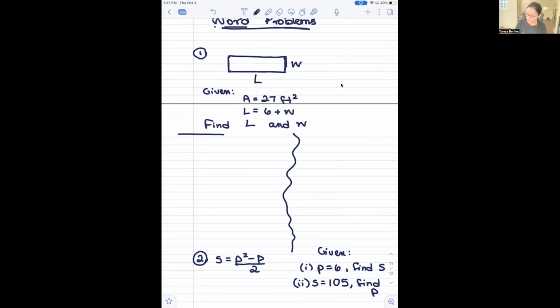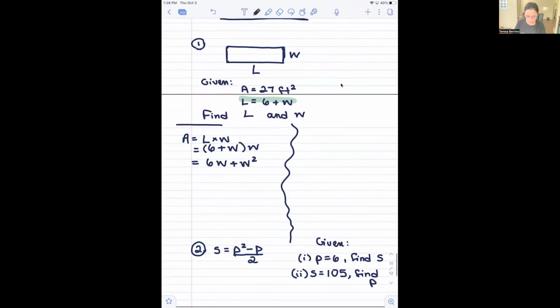So I wrote down what was given and what we need to find. The area, as we may remember, is L times W, and that's one of our equations. And we know that L is 6 plus W from what's given. So this equation can turn into (6 plus W) times W, or 6W plus W squared. That's what I have for the area. And the area also given, and I'm highlighting up here, is equal to 27. So 27 equals 6W plus W squared.